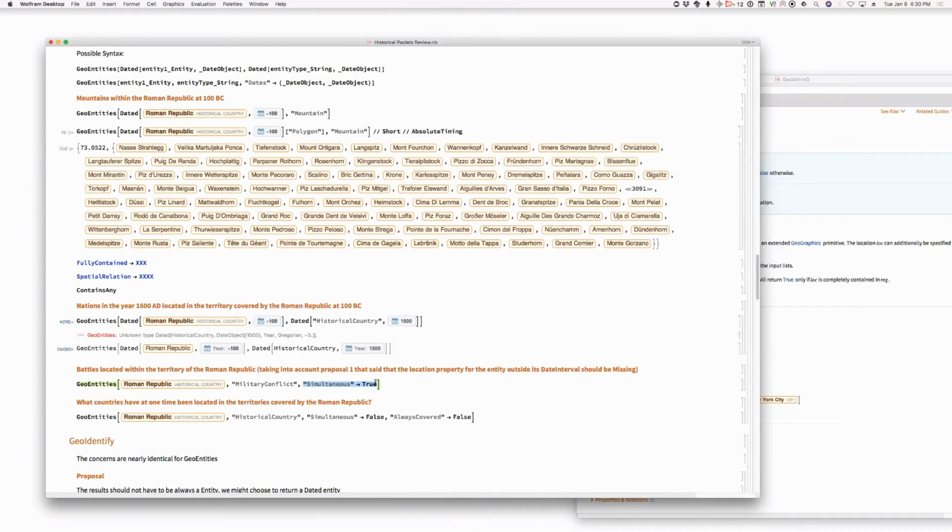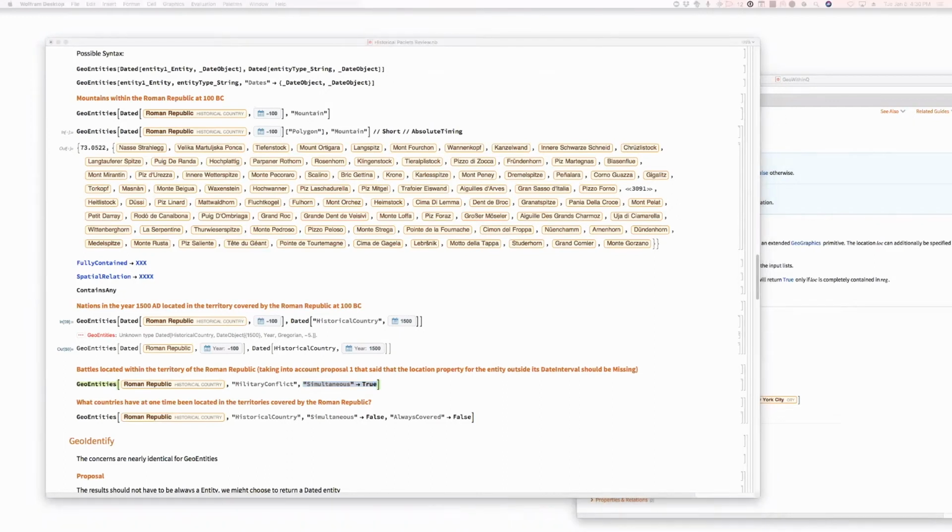That's a proposed option to say for if we are going to compare entities at the same time. In this query, we have geoentities for military conflicts that happen in the Roman Republic space. We would simultaneously say, okay, so military conflict that happened at the time of the Roman Republic during that same time span. Sorry, say that again. So with simultaneous, we are narrowing down temporally the military conflicts to the time span of the Roman Republic.